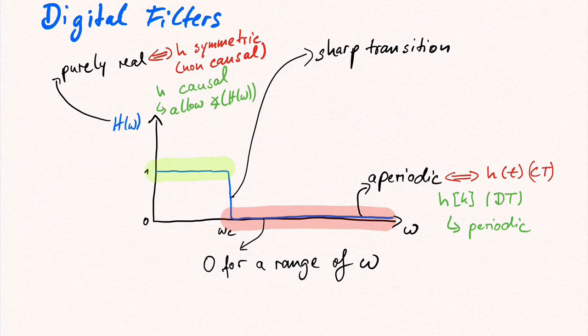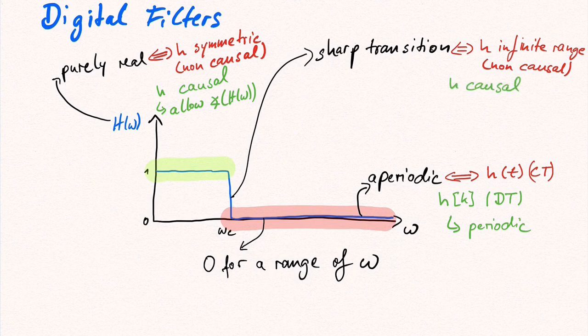When demanding a frequency response with sharp transitions, the corresponding impulse response in the time domain will have infinite range and hence be non-causal. But since for real-time applications we can only implement filters with a causal impulse response, we have to allow a transition band between the passband and the stopband of the filter.